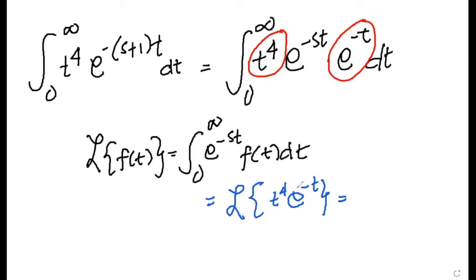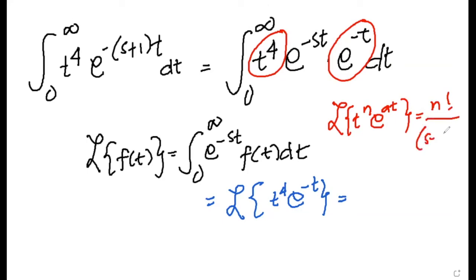Now, as you can see, inside these braces, you have the function t raised to 4 times e raised to minus st. So this is the first shifting property. Applying it, let me just write the formula for your guide again. The Laplace transform of t raised to n times e raised to a times t is equal to n factorial over s minus a raised to n plus 1.